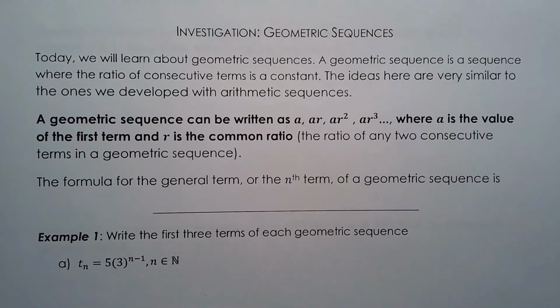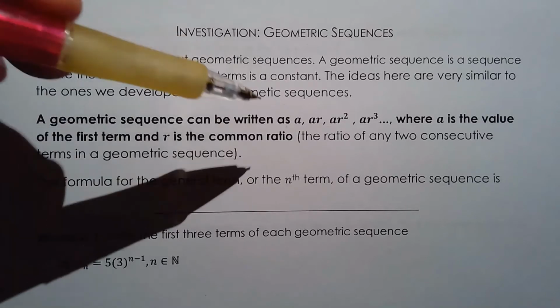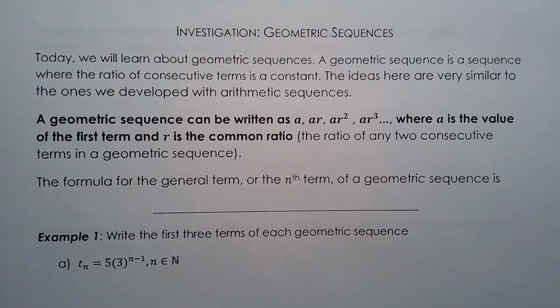Hopefully when you look at the terms of a geometric sequence, you're thinking, wait a minute, this is very similar to what you learned with exponential functions. But remember, these are discrete functions and not continuous functions. The idea is the values are very similar in terms of how they're generated. So what is a? Just like last time, a is the value of the first term, and r is the common ratio, which is the ratio of any two consecutive terms in a geometric sequence. For an arithmetic sequence there's a common difference, but for a geometric sequence there's a common ratio.